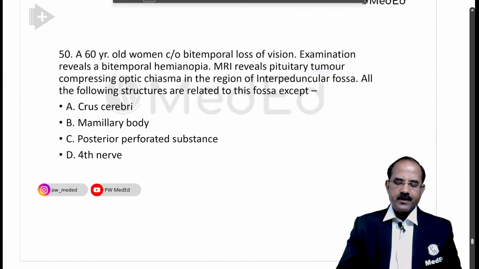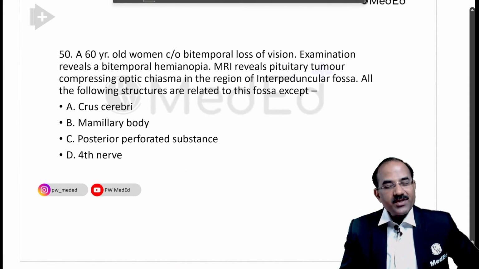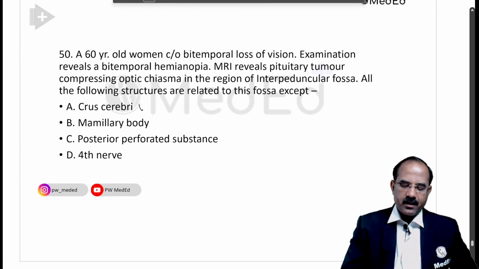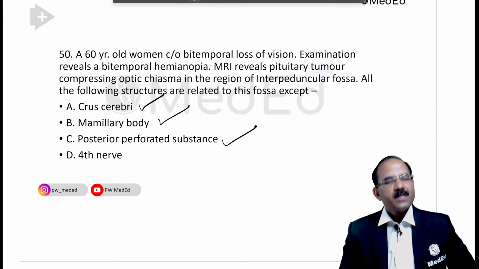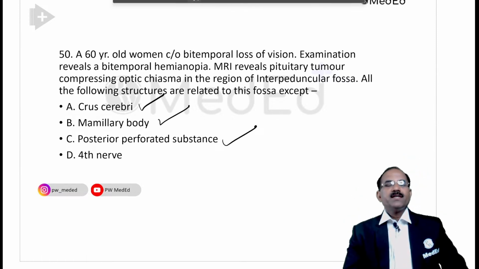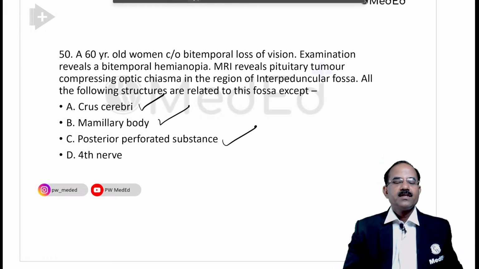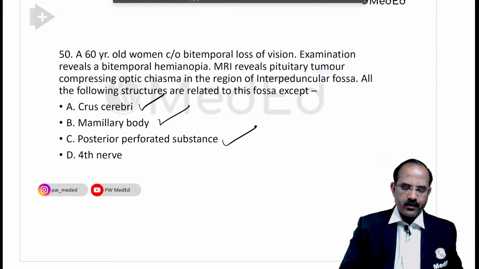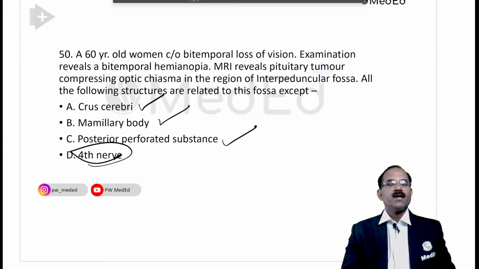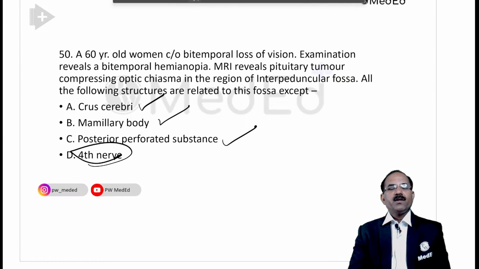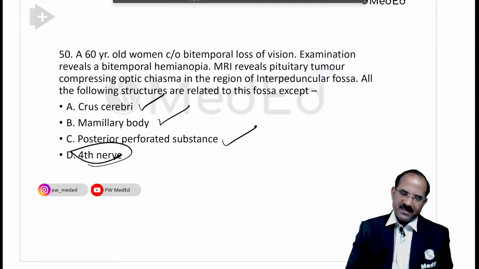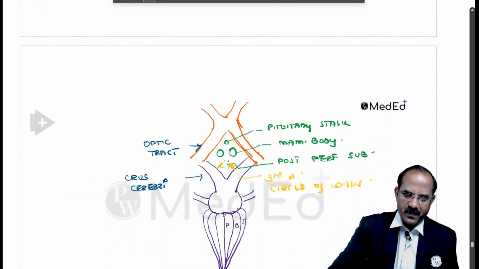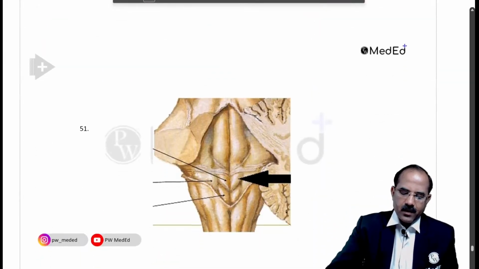So what is the answer for this? All the following structures are related to the interpeduncular fossa. Crus cerebri, yes. Mammillary bodies, yes. Posterior perforated substance, yes. What is not related here? The fourth nerve. The fourth nerve is not related to the interpeduncular fossa. Which is the nerve related to the interpeduncular fossa? Third nerve. And circle of Willis.